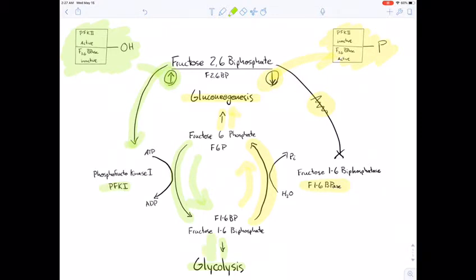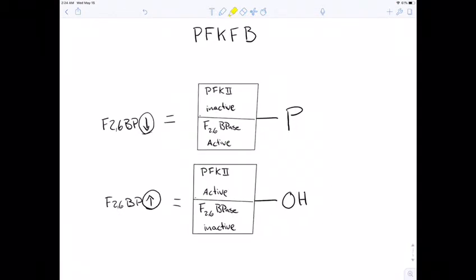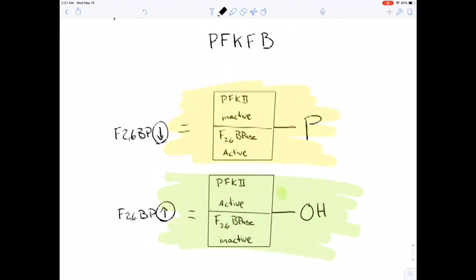Make sense? Perfect. Now, back to our easy question. What determines the levels of F26BP present? What's our answer? Correcto. The levels of F26BP is dependent on the phosphorylation or dephosphorylation of our combined enzyme PFKFB. One last question. What phosphorylates and dephosphorylates PFKFB?